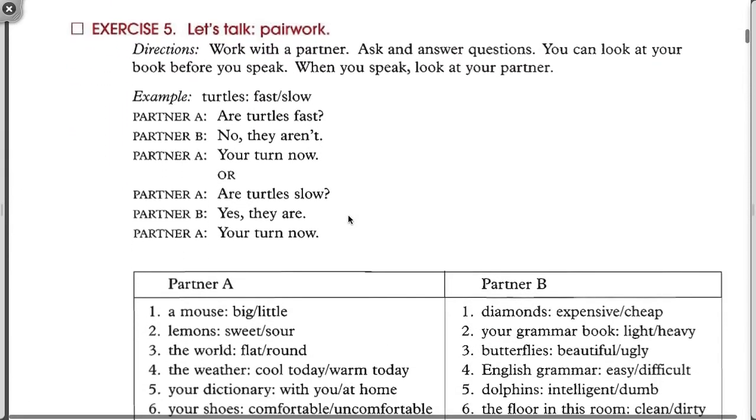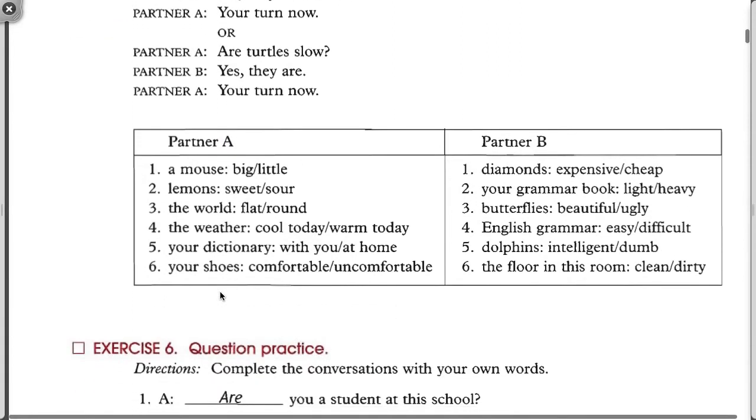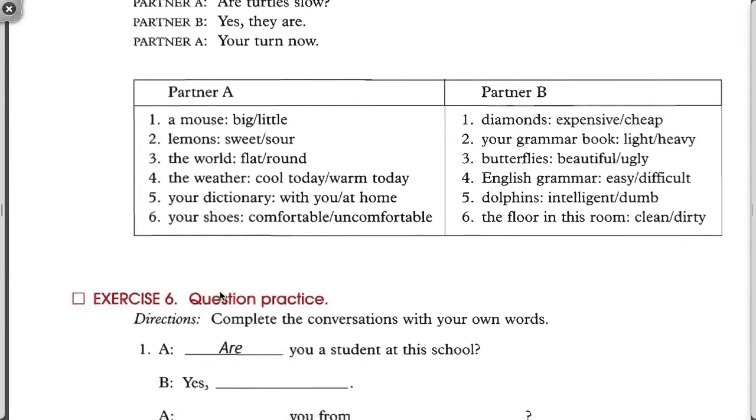Again, exercise 5 is similar. You work with a partner to practice your speaking questions and simple answers. For number 1, is a mouse big? Is a mouse little? Number 2, are lemons sweet? Are lemons sour? The answer would be yes, they are. No, they aren't.